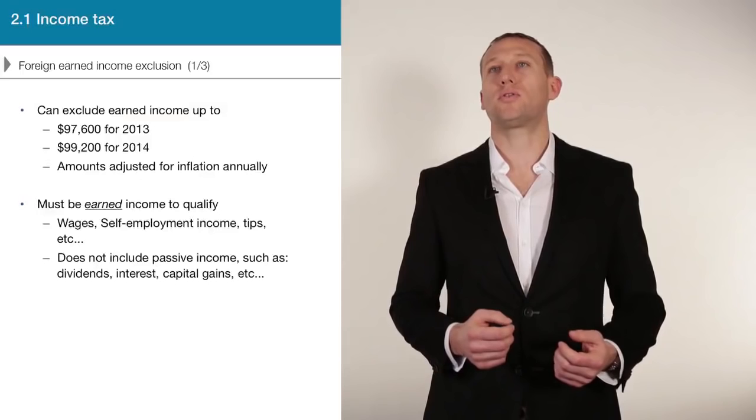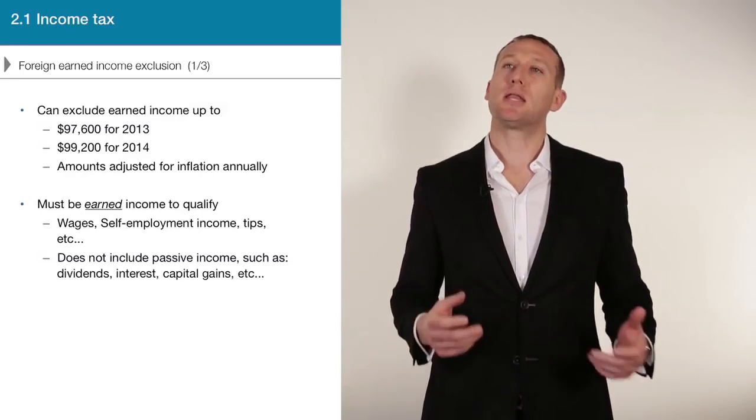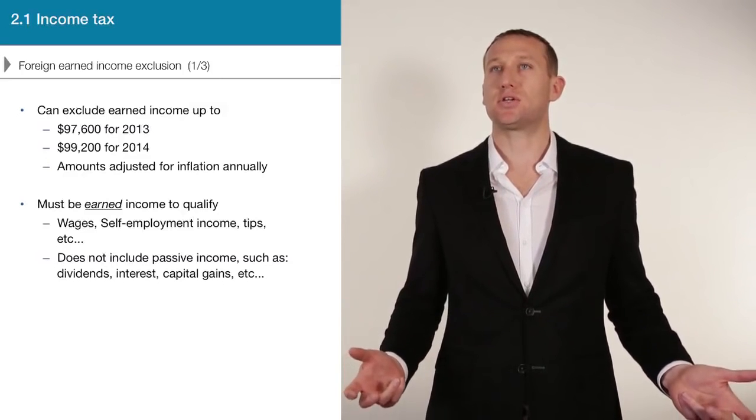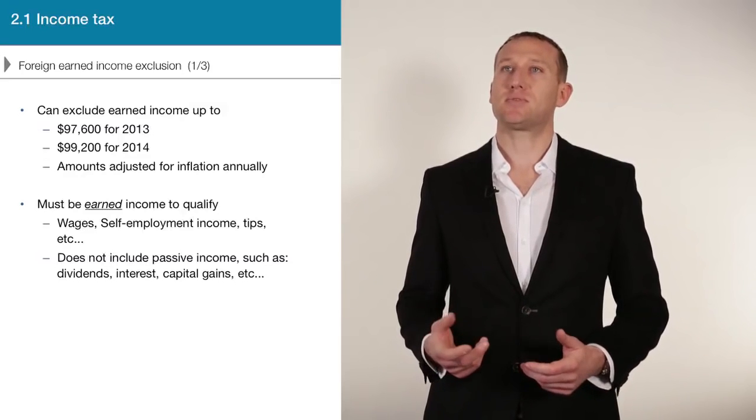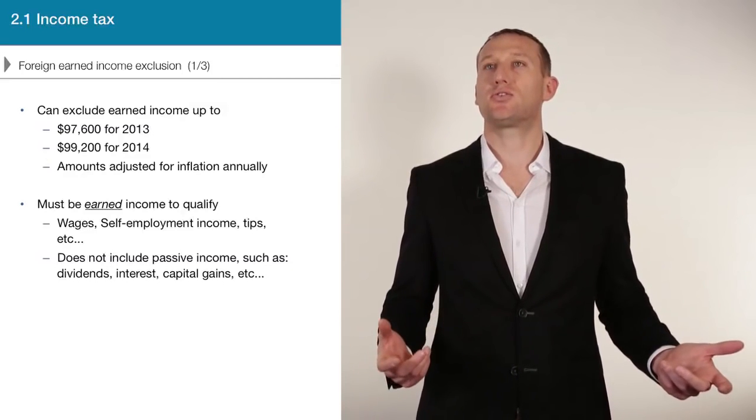Now, one of the important things to keep in mind is that it's called the foreign earned income exclusion, meaning that it has to be earned income in order to apply for this exclusion. If it's passive income, such as interest or dividends, capital gains, this is not considered earned income, and you'd be taxed on those, subject to the foreign tax credit. The foreign earned income exclusion, again, is for earned income like wages, commission, self-employment income, basically income that you've generated through your efforts of working.